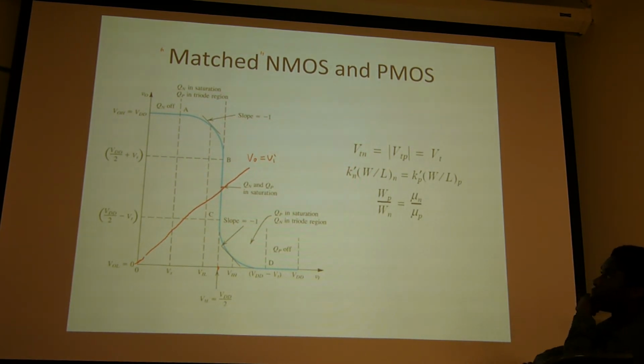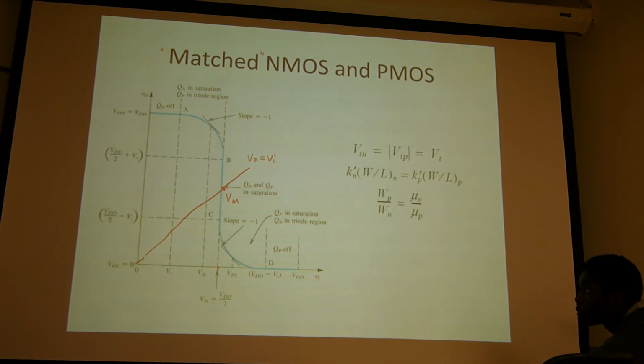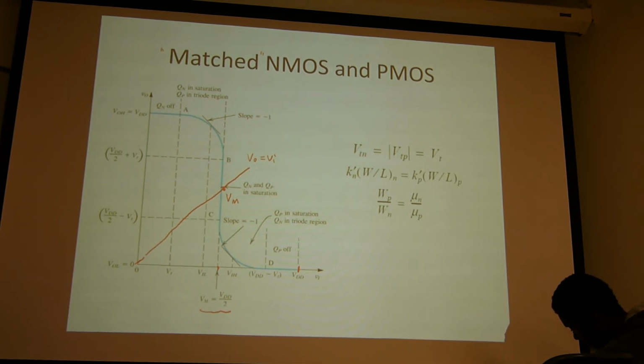And then the intersection here with the VTC curve will determine the so-called V middle, Vm point. And if this Vm point is half VDD, the power supply VDD, if it's exactly half, then we'll call this a matched case. So the NMOS and PMOS have the same kind of symmetry.